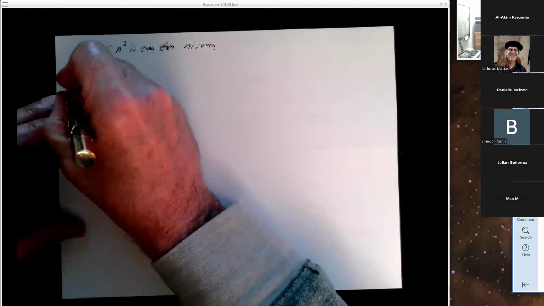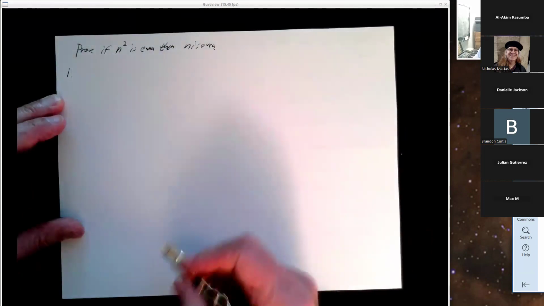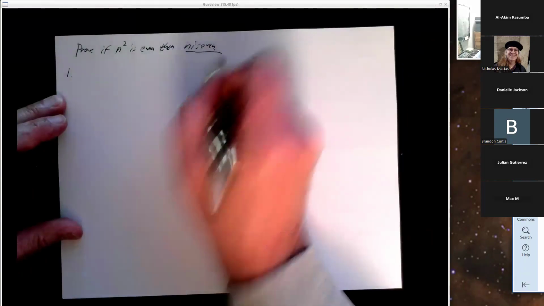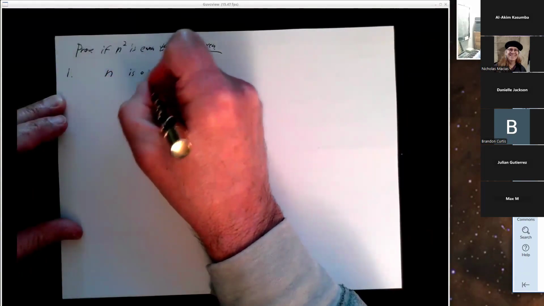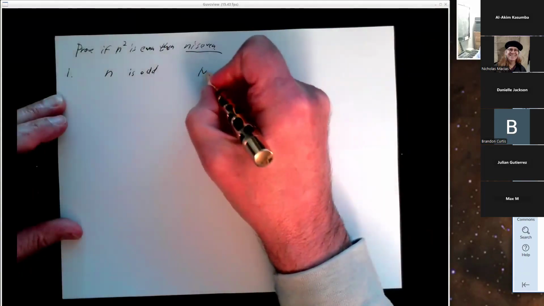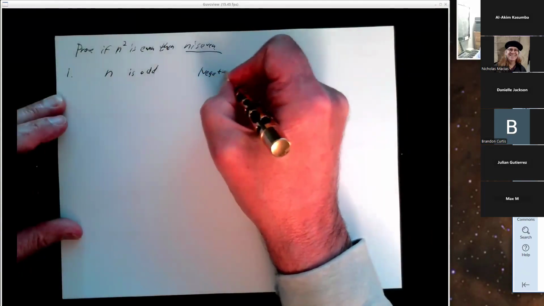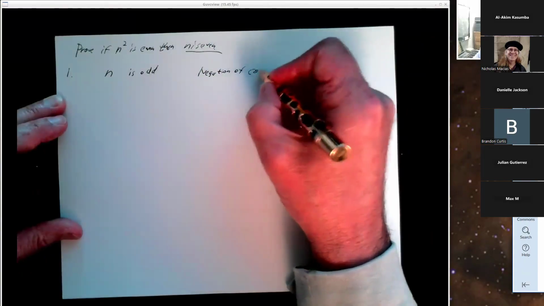Step one, negate the conclusion. We're trying to show n is even. So my first statement is going to be n is odd. And that's going to be the negation of the conclusion.